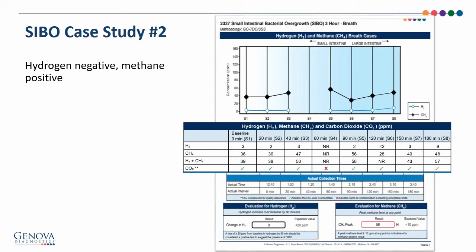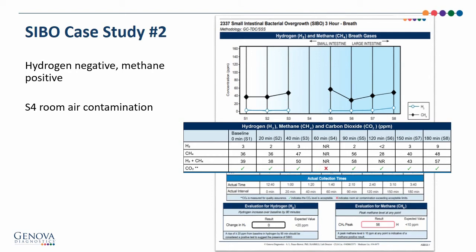The S4 sample is missing, as you can see with the break in the lines in the graph, and the NR, or non-reportable, result in the S4 box in the chart. The sample contained carbon dioxide that exceeded the acceptable limit, and that's why there's a red X in the S4 column for CO2. This compromises sample quality, so we're unable to determine the hydrogen or methane levels.